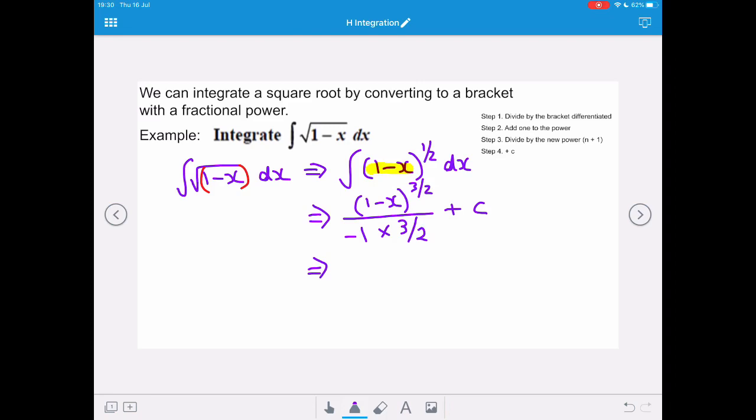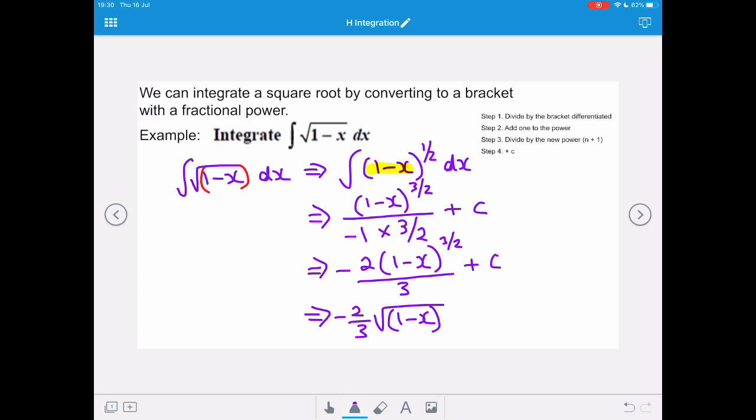Now we need to simplify it. That's going to simplify to negative 2 multiplied by (1 minus x)^(3/2) all over 3 plus c, and then we can rewrite it as a root. So our final answer is minus 2/3 multiplied by the square root of (1 minus x) cubed plus c.